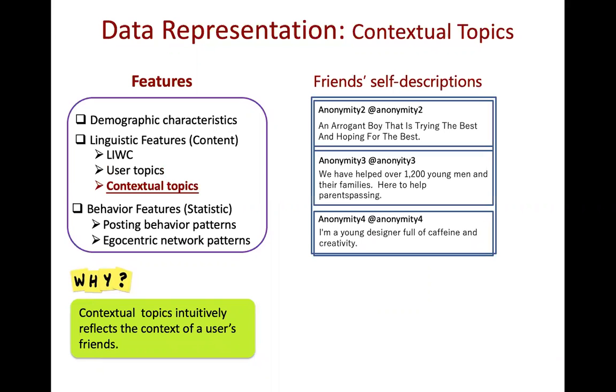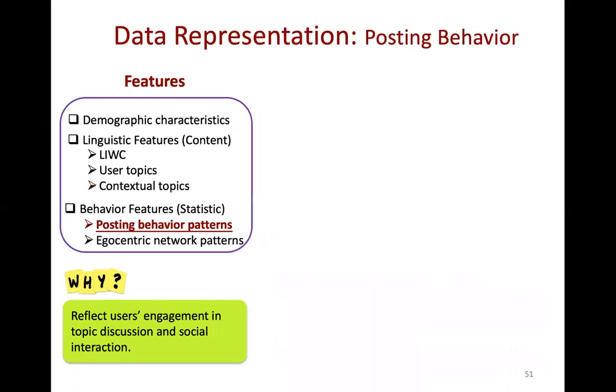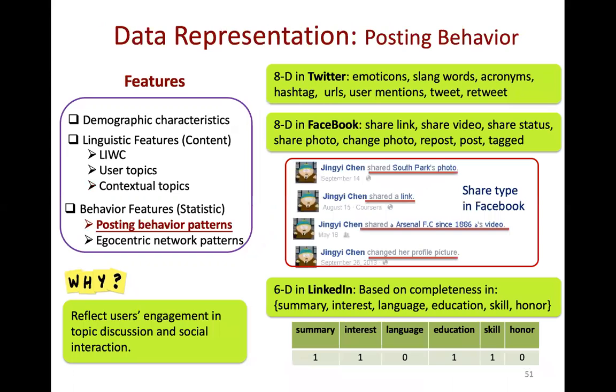But we can also use the so-called contextual topics. So maybe it's the friends' self-descriptions, so it's our context. It's the people surrounding us, and that could also help to describe us. You can utilize perplexity to determine dimensions of topic-level features and followers' and followees' bios. So basically you see who follows you, get their bios, and also detect the topics of your bio. Who follows you defines who you are, and this is the logic. There are also different posting behavior patterns, emotions, slang words, acronyms, hashtags, URLs, tweets, retweets, etc. In LinkedIn, you can also get interesting topics such as summary, interest, language, education, etc.